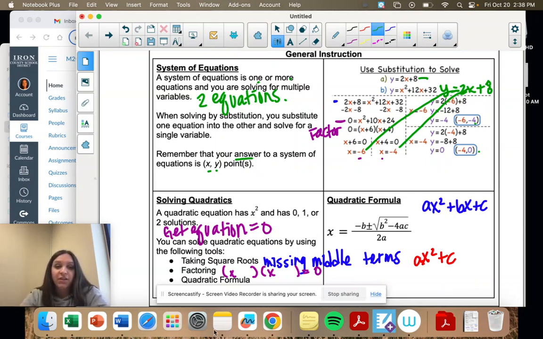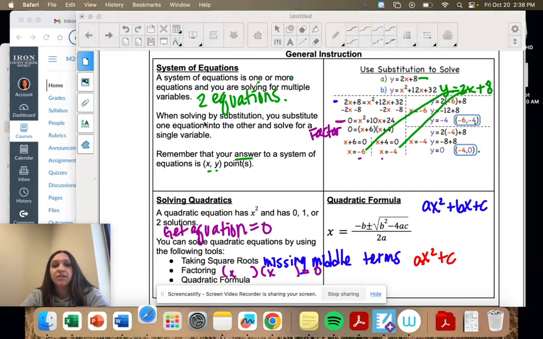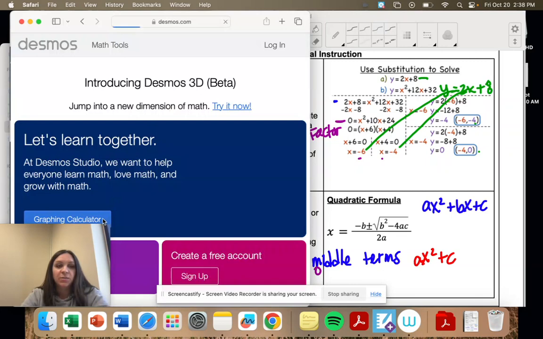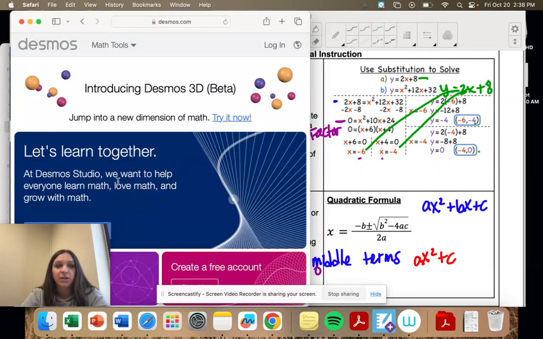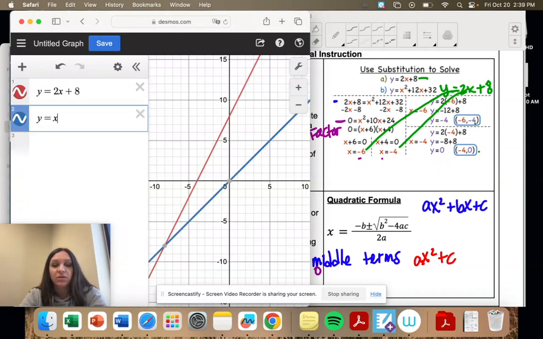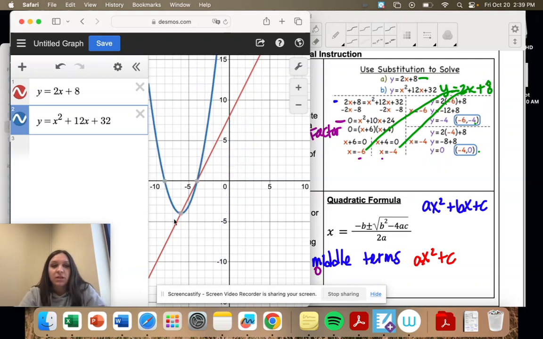So if you're graphing these, I'm going to graph it so you can see the visual. I have Desmos graphing. I'm going to graph these two equations. So y equals 2x plus 8, y equals x squared plus 12x plus 32. Look, we just found the intersection points.